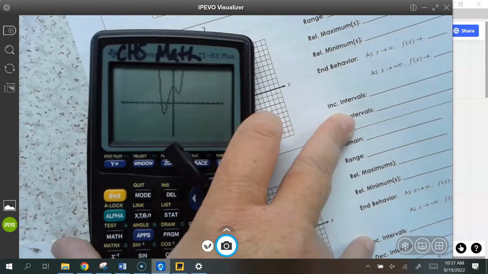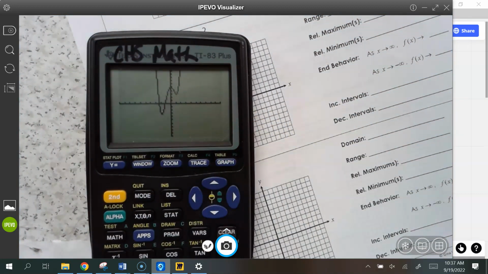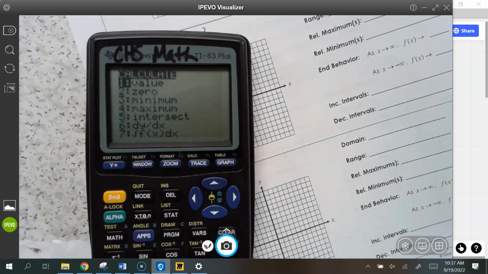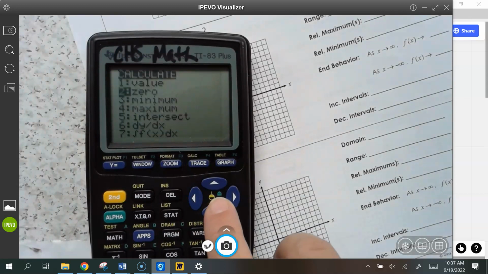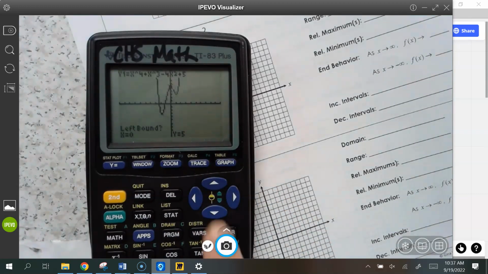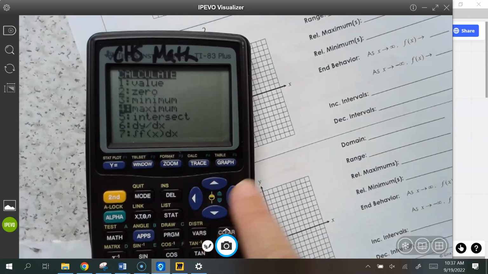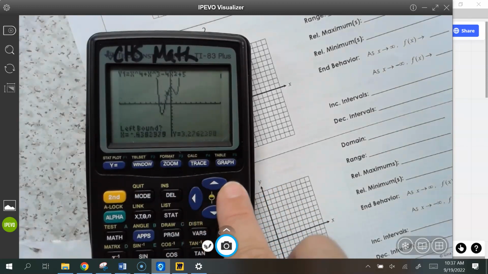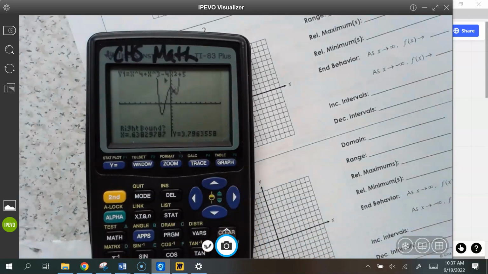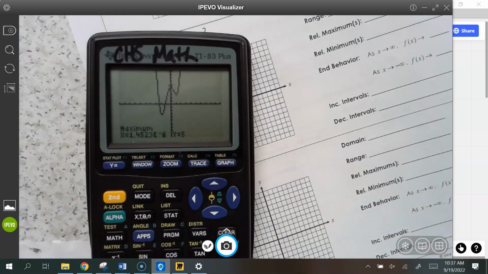All right. Yes. So I'm going to second trace. I'm going to start with the minimum. Start with max. All right, so here's my maximum. So I'm going to go to the left, enter, to the right, enter, and then enter one more time. Okay, this is what I wanted it to do because I want to talk about this.